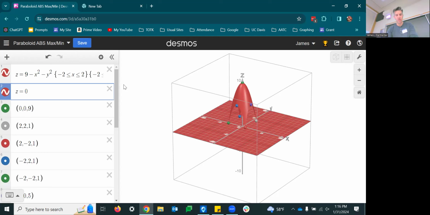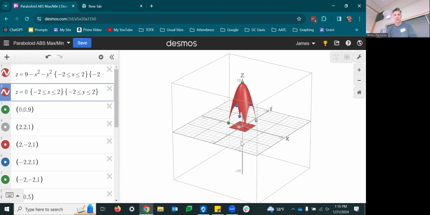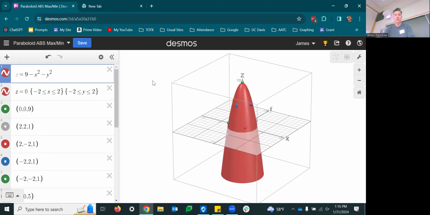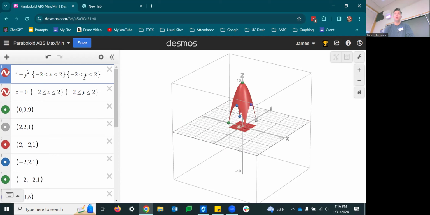There's the shadow of that surface in the XY plane, always the same color. And you can see what we're doing is we're limiting that surface, right? If you do away with this for a second, that's the entire surface, the paraboloid 9 minus x squared minus y squared. But then we are limiting the domain of x and y to the square that goes from -2 to 2 for x and y.